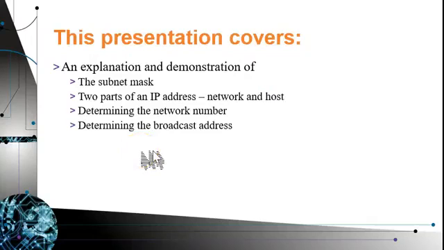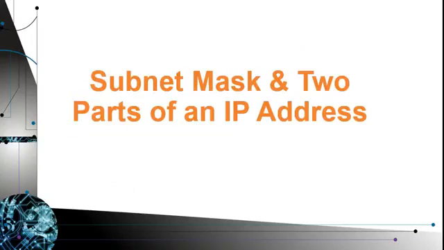So we're going to go over what the subnet mask is, the two parts of an IP address, which we've done before, but it's going to be done a little bit differently because we're actually going to be doing calculations this time. The network and host are the two parts. We're going to learn how to determine the network number and determine the broadcast address for an IP address that is not using a standard subnet mask. So let's get started. Subnet mask and the two parts of an IP address.